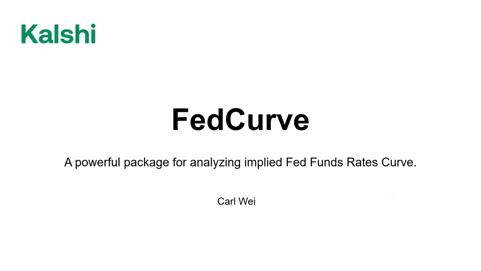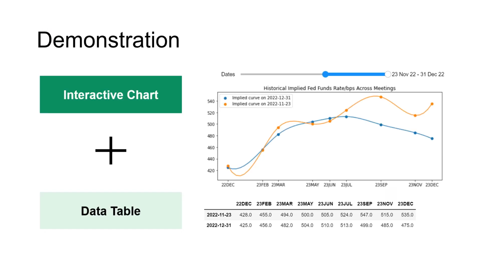It is used for analyzing the implied Fed funds rates curve and how that has changed over the past. Specifically, we have an interactive chart and a data table. What we can do with this is look at the chart and see how, in different periods of time, people think about what the Fed will do in their future meetings.